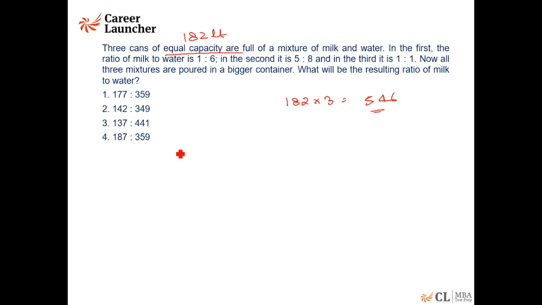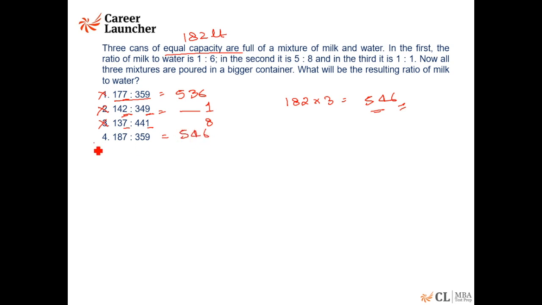Look at the choices. What is the sum of these two? 359 plus 177 comes out to be 536. Wrong choice. Choice 2 cannot be the right answer because 9 plus 2 has a unit digit of 1, and I want a unit digit of 6. What about this one? 711, 8. Wrong. What about this one? 187 plus 359 will come out to be 546.